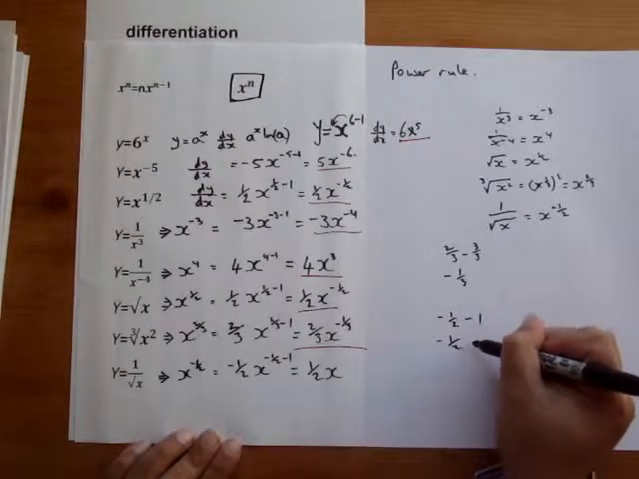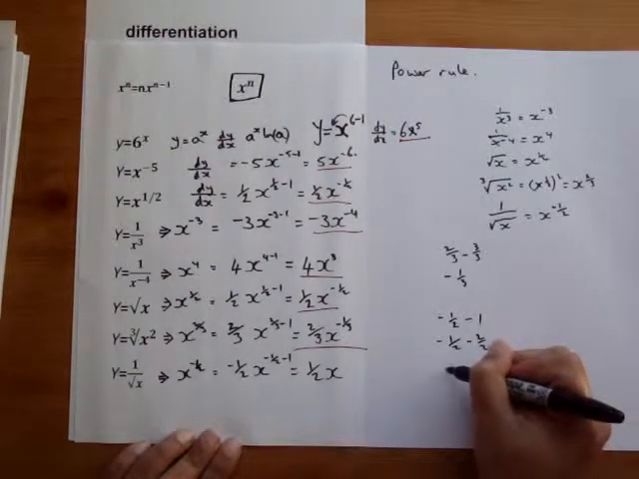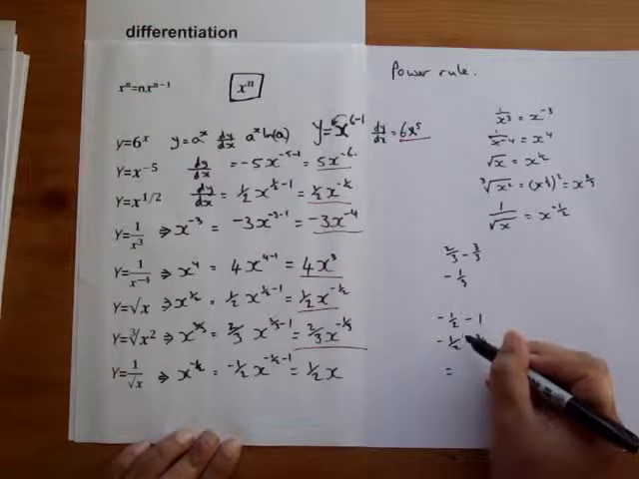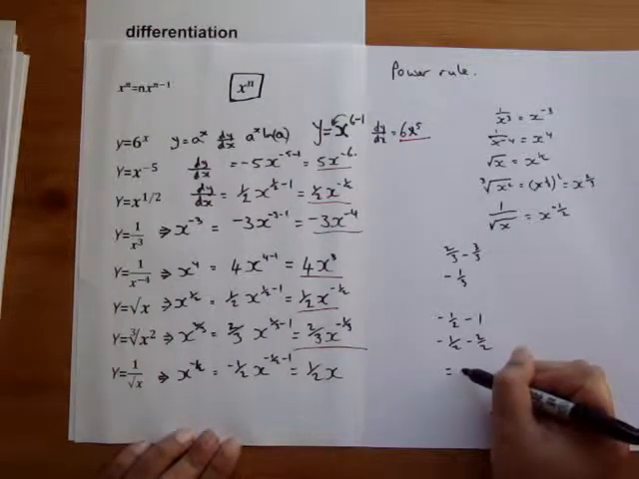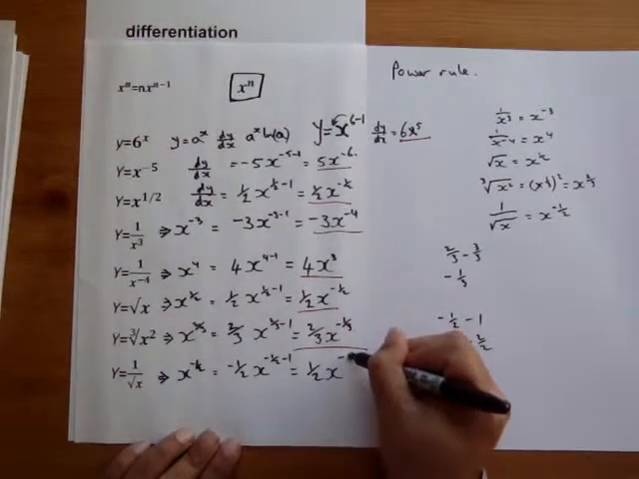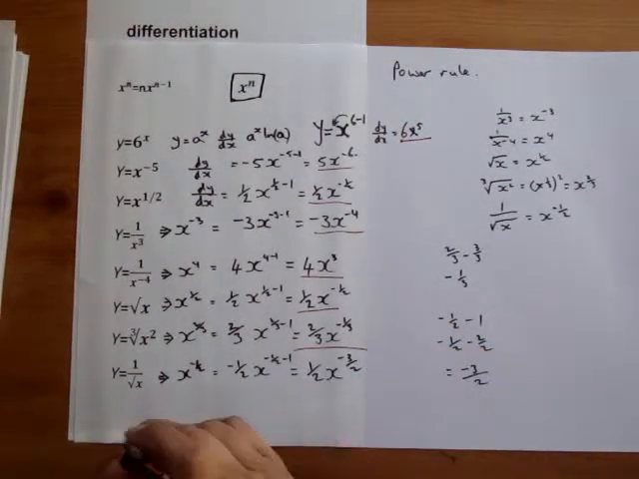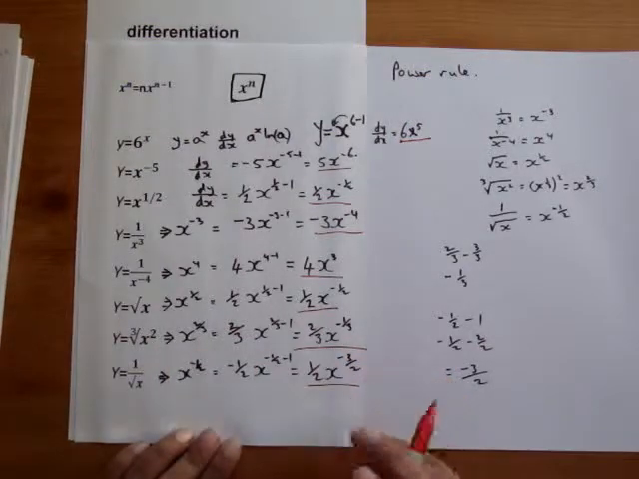That's the same as minus half minus 2 over 2, which is minus 1 minus 2, minus 3 over 2. That's minus 3 over 2. And that is our answer.